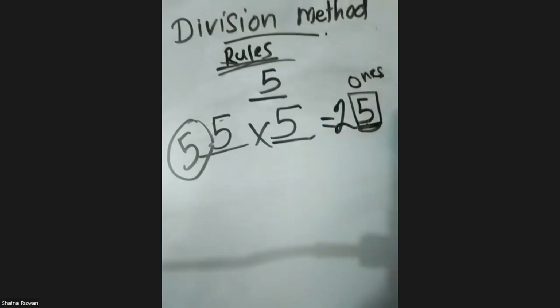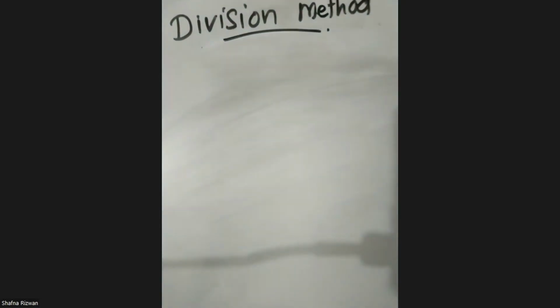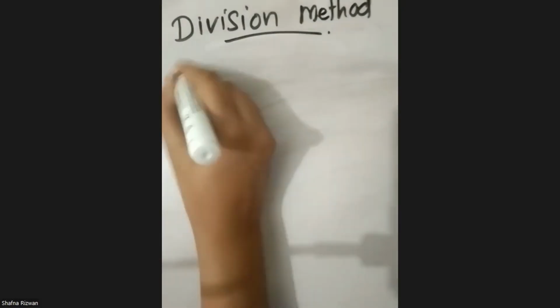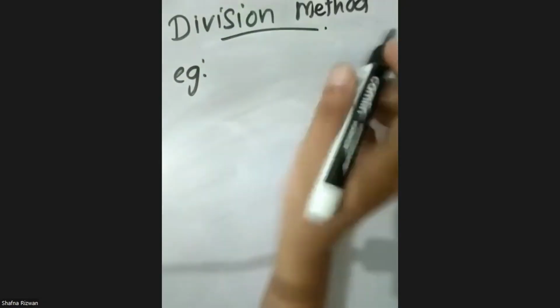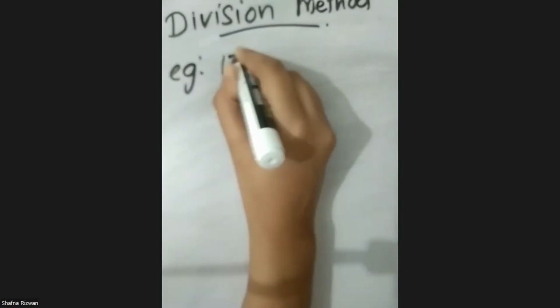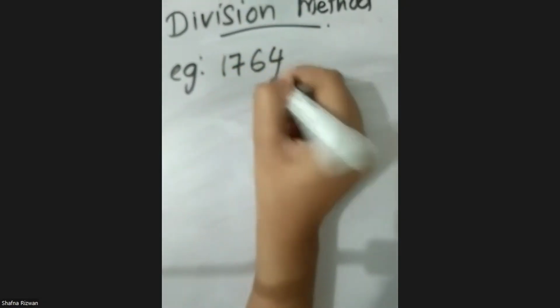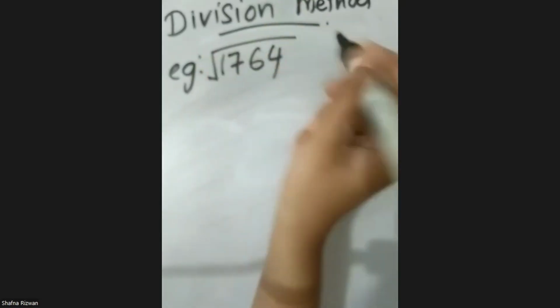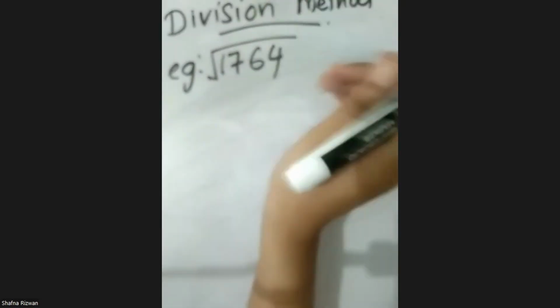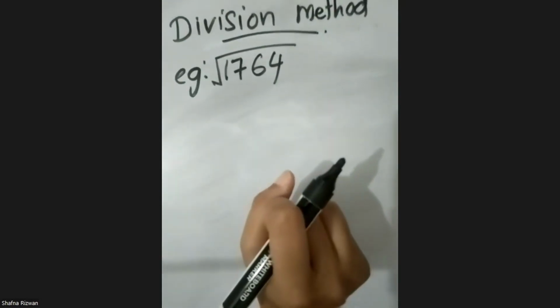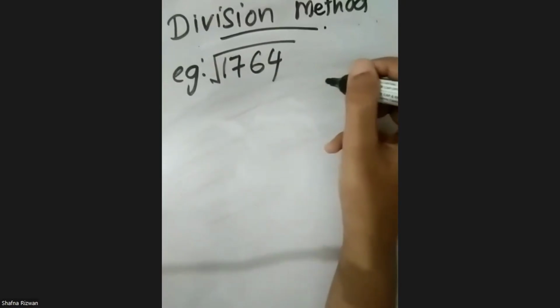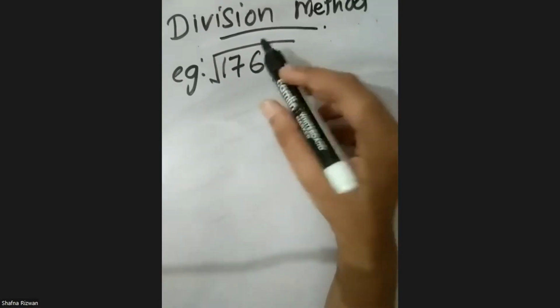Now let's see how we are going to use those rules. For an example, I am going to take a number which is 1764. They are asking you to find the square root of 1764 by using the division method.